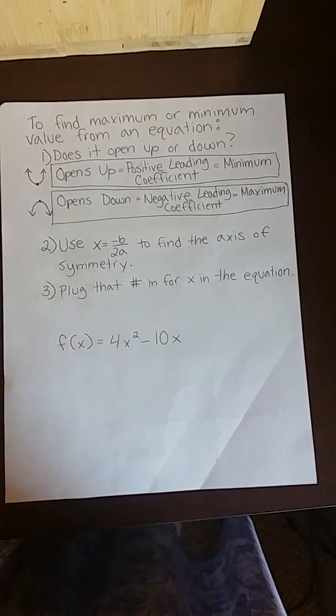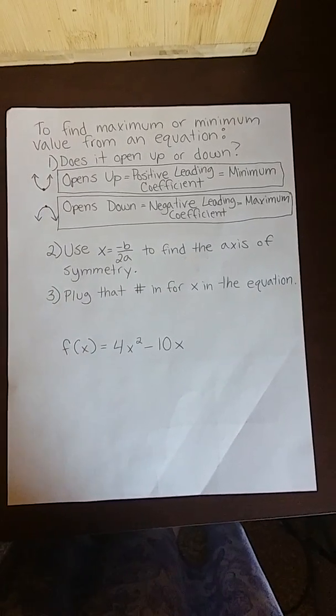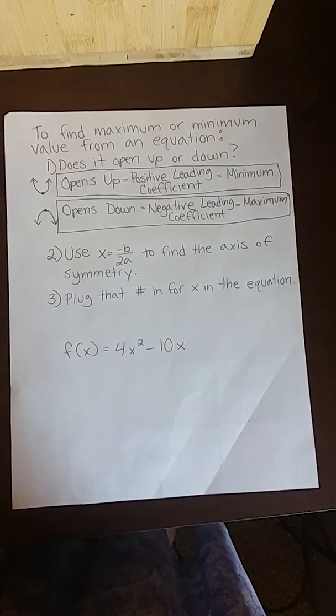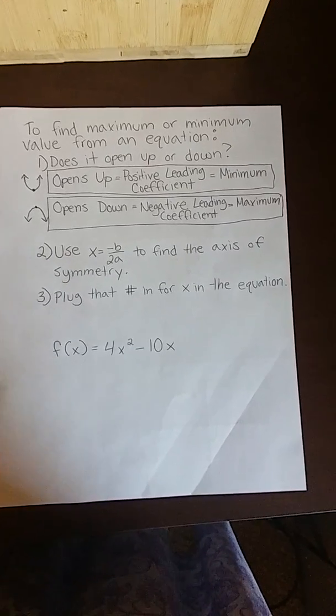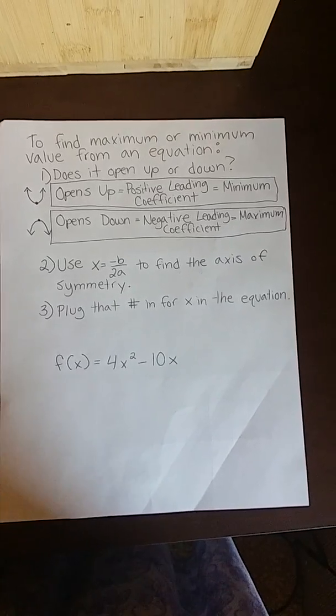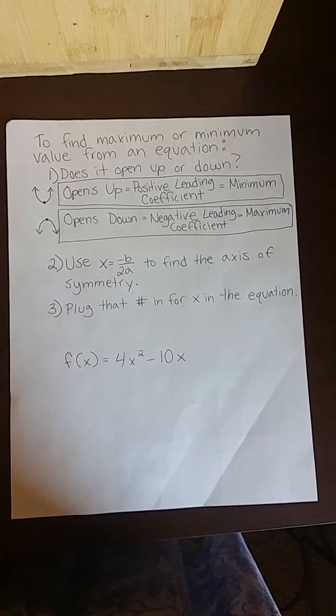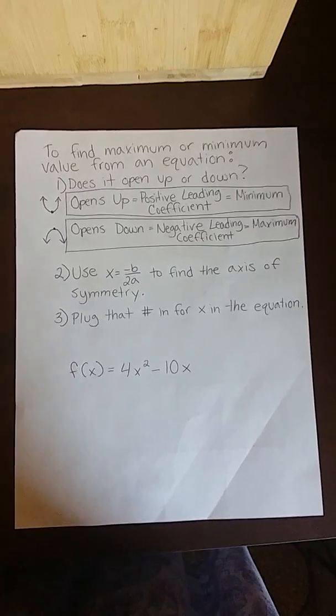So now we've discussed how to find those characteristics on a graph. Let's talk about finding maximum or minimum value from an equation. To find maximum or minimum value from an equation, you have to do 3 steps. The first step is you have to figure out, does it open up or down?